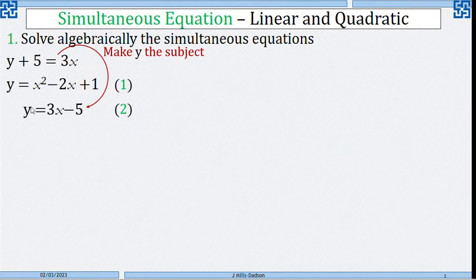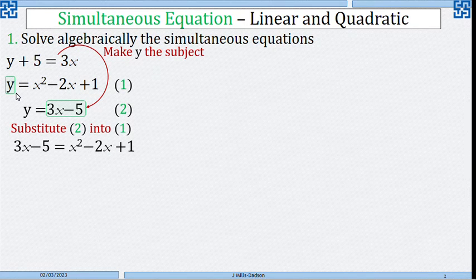So now that we know what the y expression is, we can put this expression in place of y. So I'm now substituting 2 into 1, that's what it means. I'm putting this expression in place of y. And that's what I have. And I could rearrange everything to form a quadratic equation.